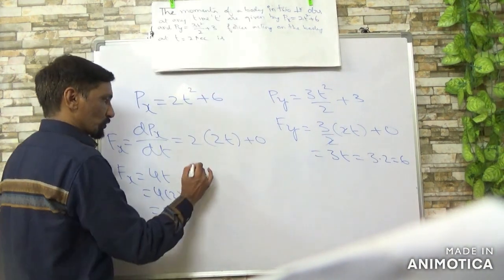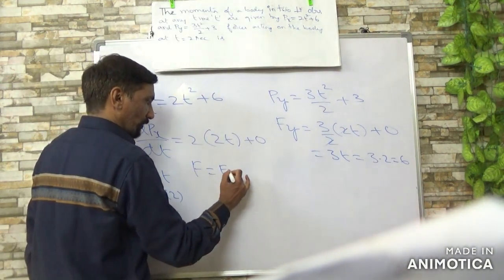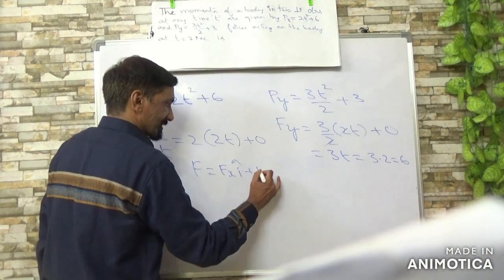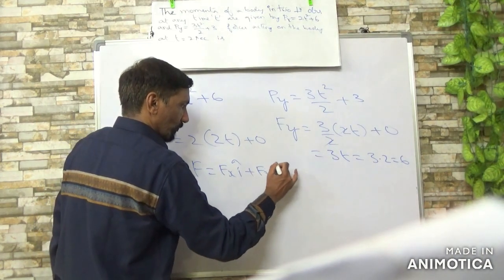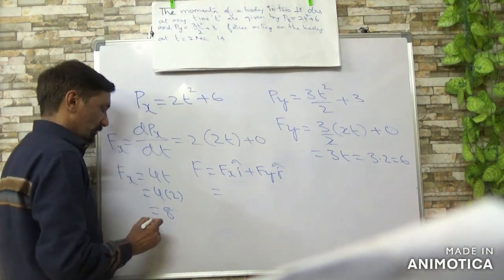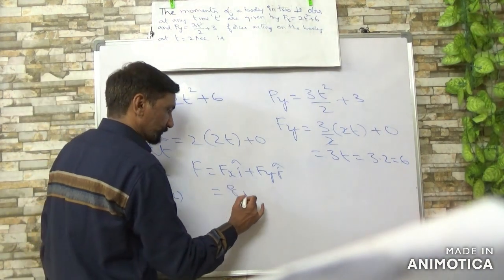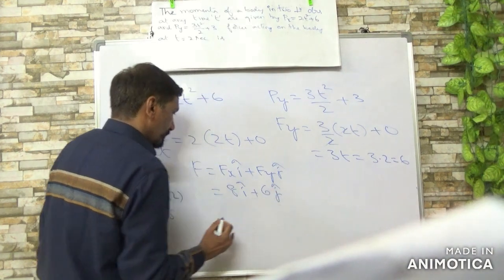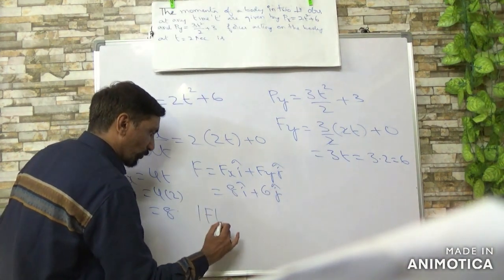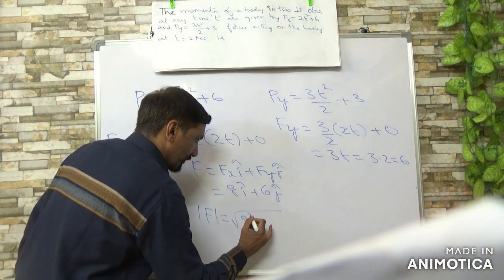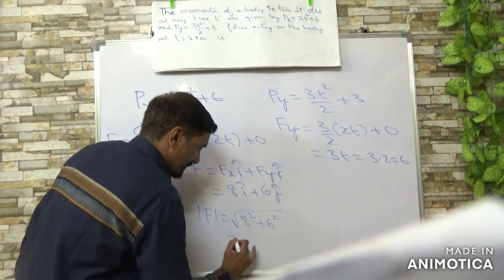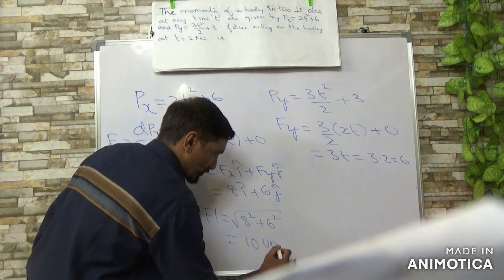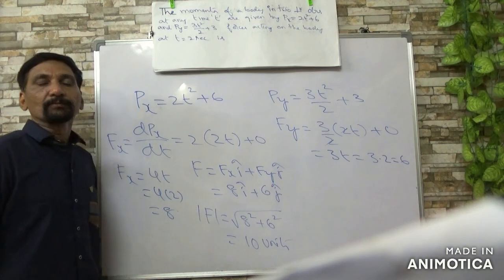So force along x direction is 8 units, and along y direction another 6 units. Therefore, the magnitude of force will be the square root of 8 square plus 6 square. So 10 units.